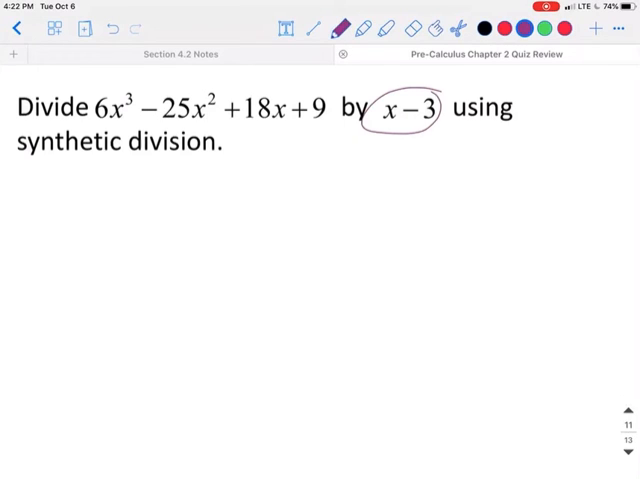To do synthetic division, we first need to set what we're dividing by. Remember, it does have to be in the form of x minus c first. Once it's in that form, we're going to set that equal to 0, and we're going to solve for x. And we're going to get x is equal to 3. So the 3 is going to go out front.